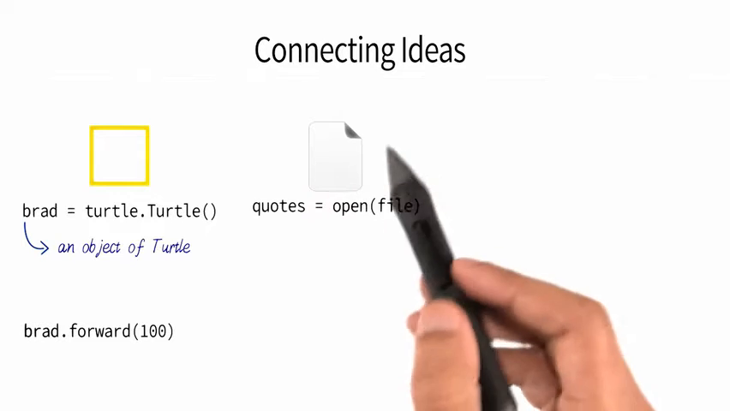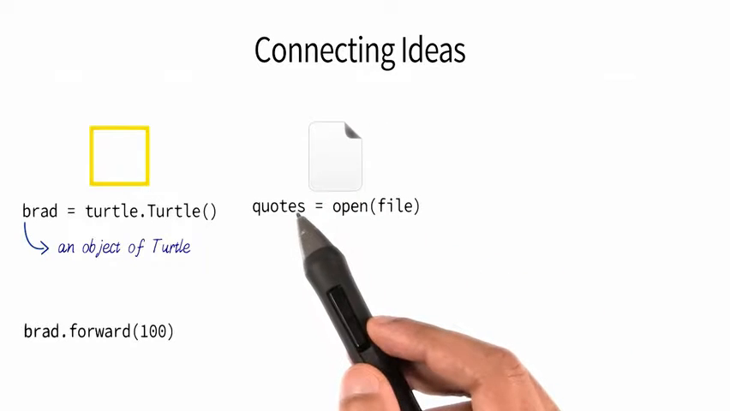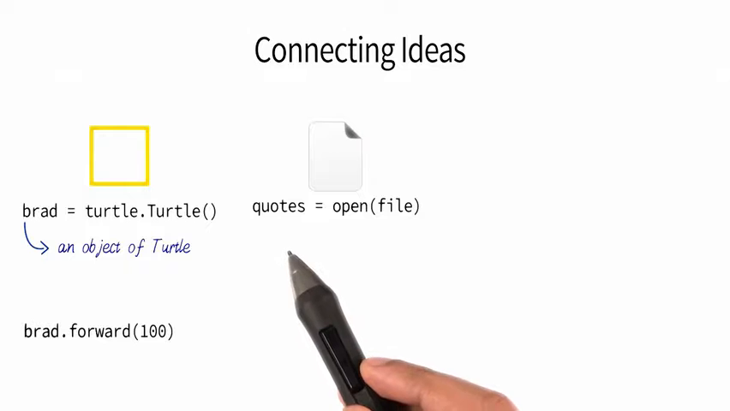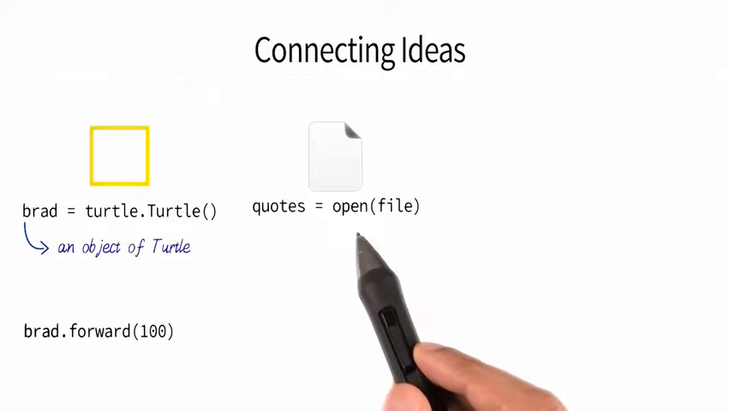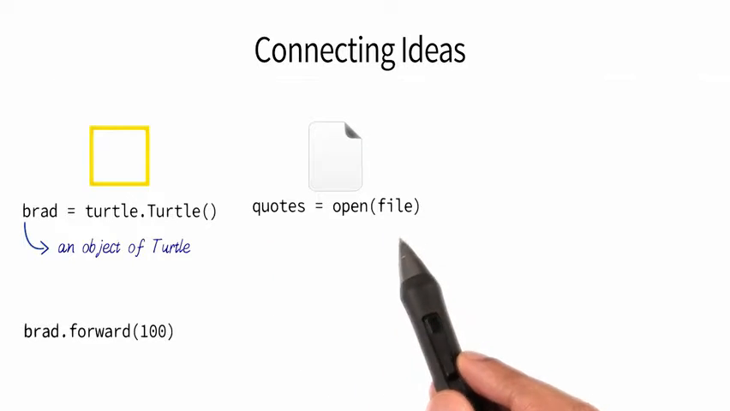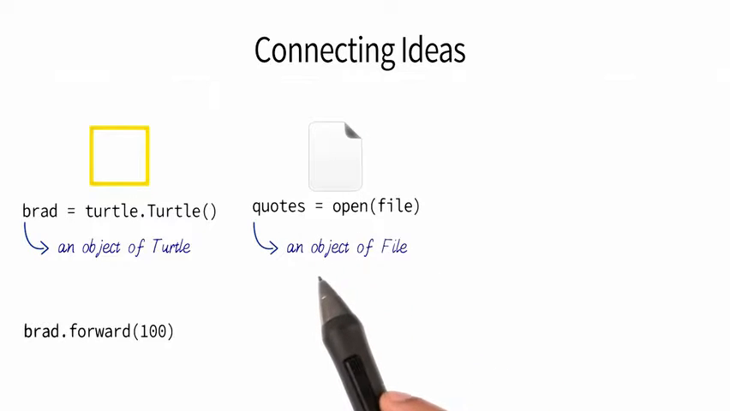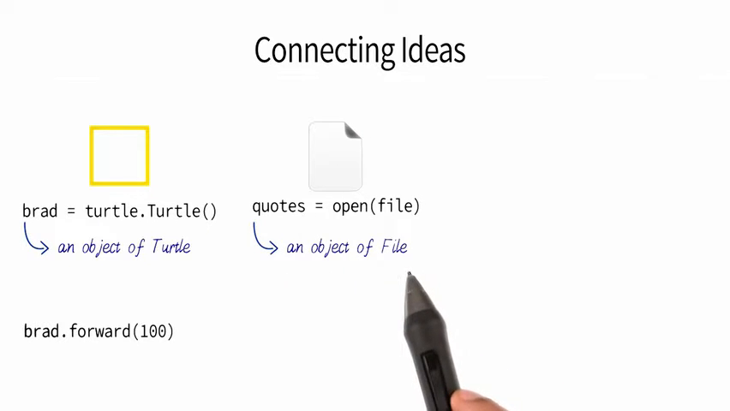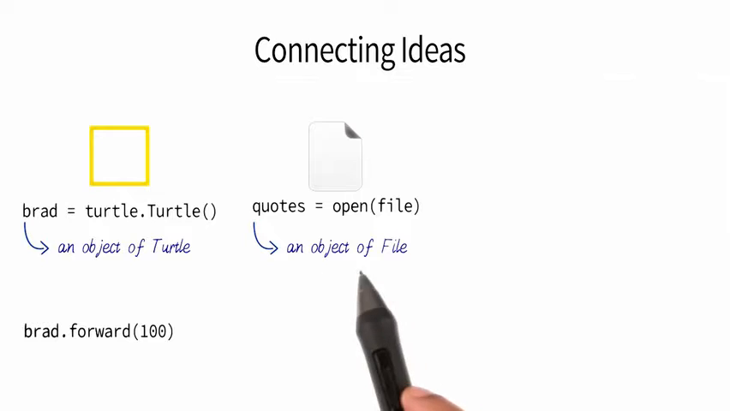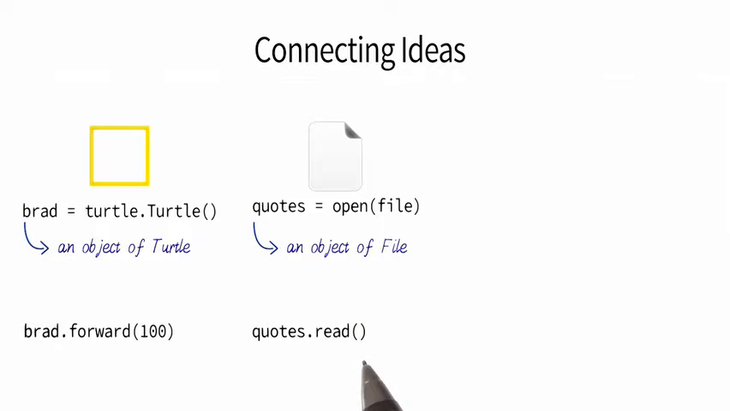We then wanted to do things like read contents from a file on our computer. So we wrote a piece of code that said quotes equal to open a file location. What we were really doing behind the scenes there is create an object of the type file. We could then do things with that object like quotes.read.